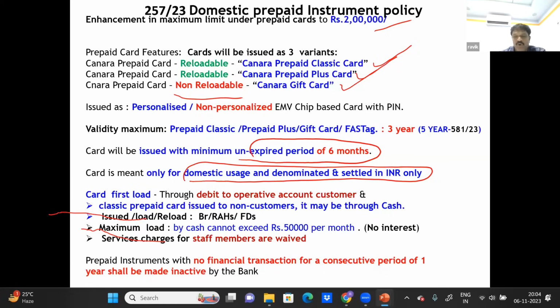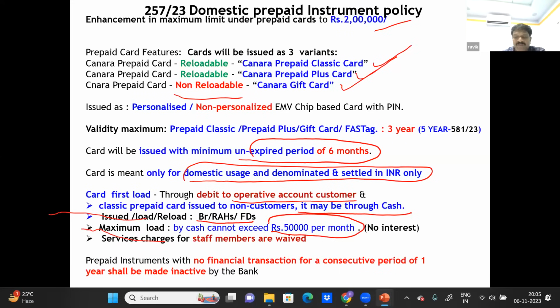Then the first load. Somebody has taken this prepaid card. Remember, this card should be loaded from the operative account of the customer only, like an SBI account or current account; you debit it and credit the card. A classic prepaid card can also be issued to non-customers, and it may be through cash. Card issue, loading and reloading can be done by the branch, RAHFD, anybody. Minimum, maximum load by cash: if anybody is giving cash, everybody knows it should not exceed 50,000 per month.